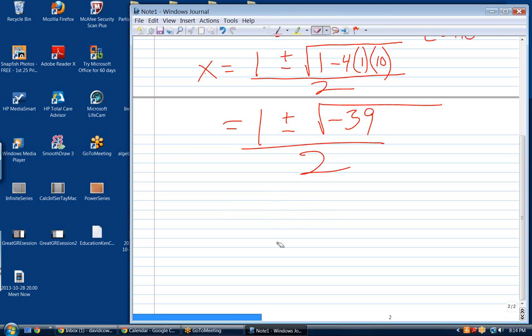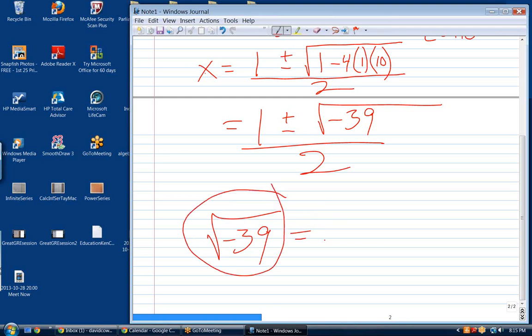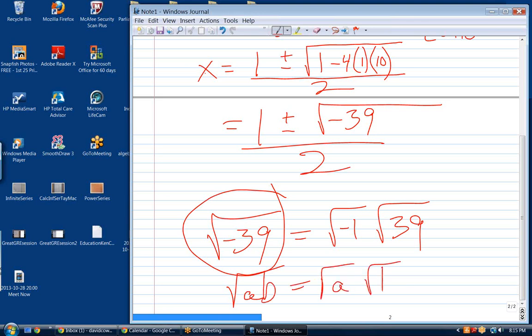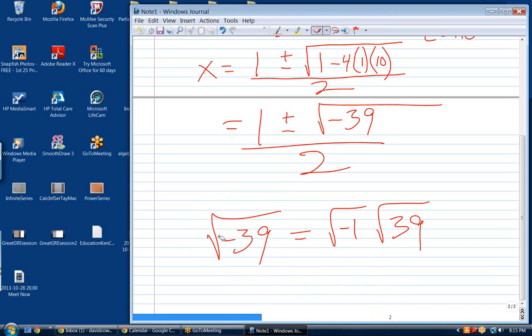Let me show you an easy way to do it. Once you do like your factor tree, well, no, it's not that hard either. Let's start by always breaking it up into the square root of minus 1 times the square root of the number. I can do that because the square root of a times b is equal to the square root of a times the square root of b. So I can always take the square root of the negative number and turn it into the square root of minus 1 times the square root of the positive number.